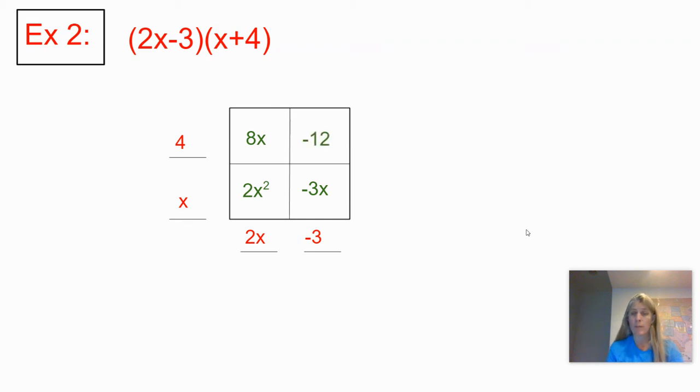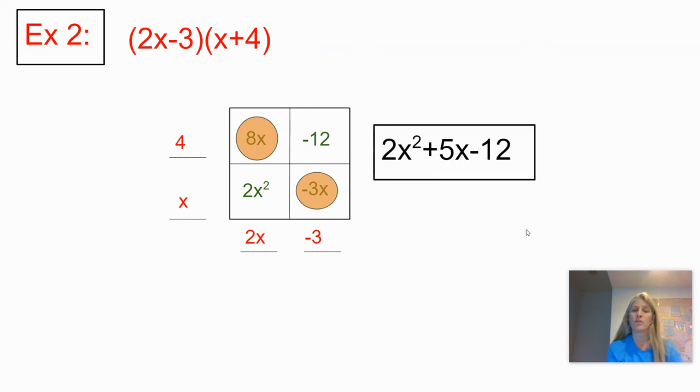Now we're going to go ahead and bring it back together, combining like terms and adding. So we have 2x squared. Our like terms are 8x minus 3x, which is positive 5x, minus 12. So our answer is 2x squared plus 5x minus 12. Be careful with your signs.